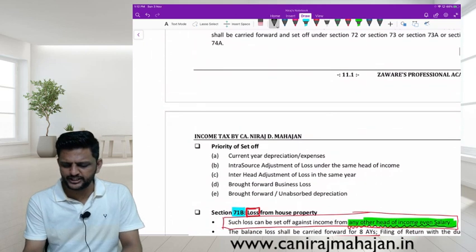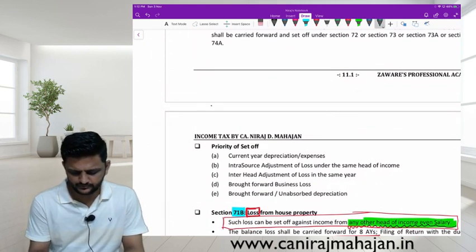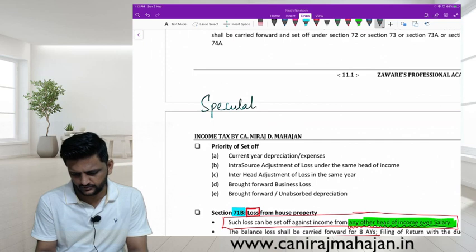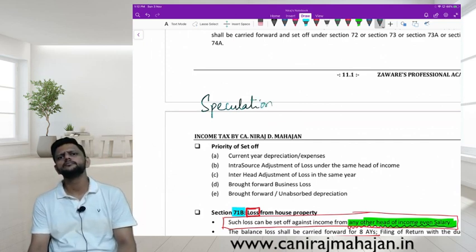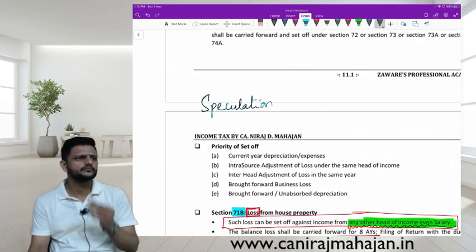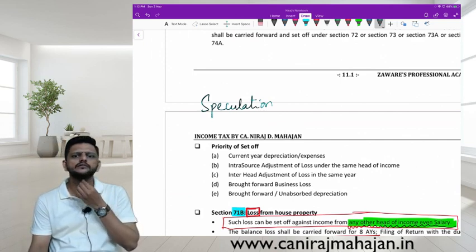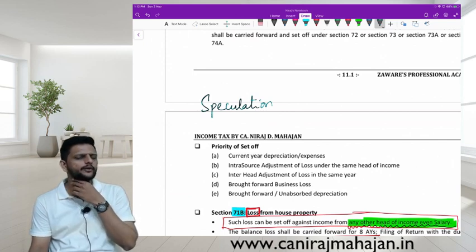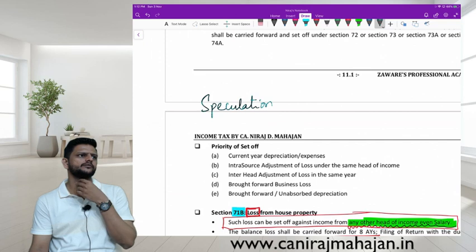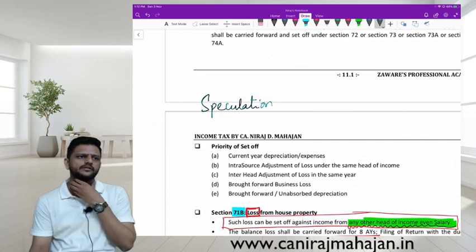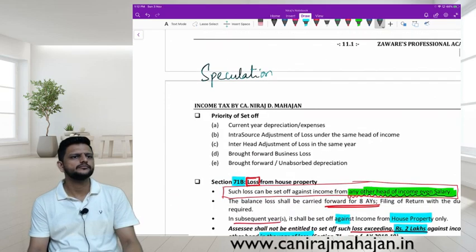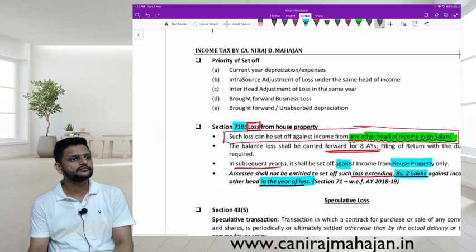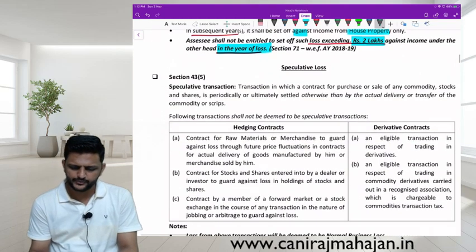Speculative loss. Now, what do you mean by the word speculative? Trading? Predict. Okay, predict, yes. Estimate. To speculate means to predict the future, something which is not certain. Forecast. Okay.